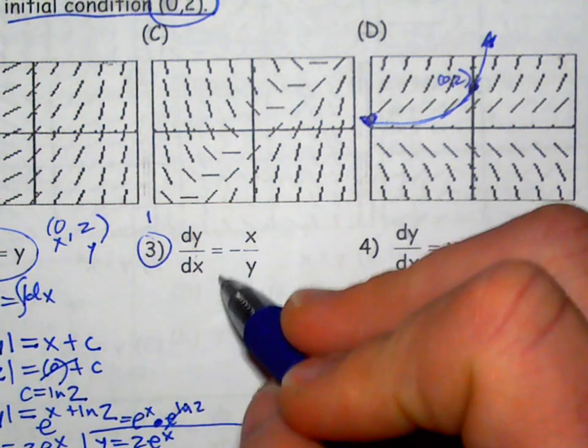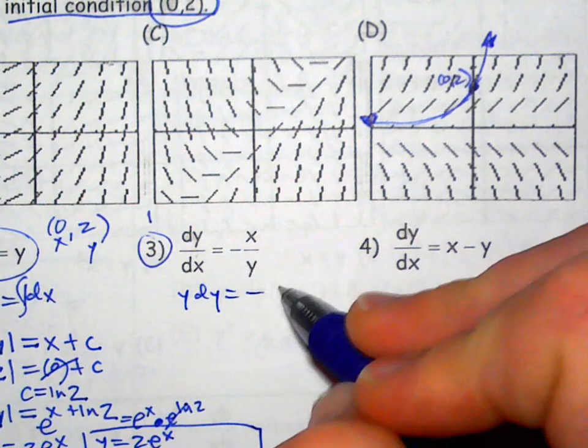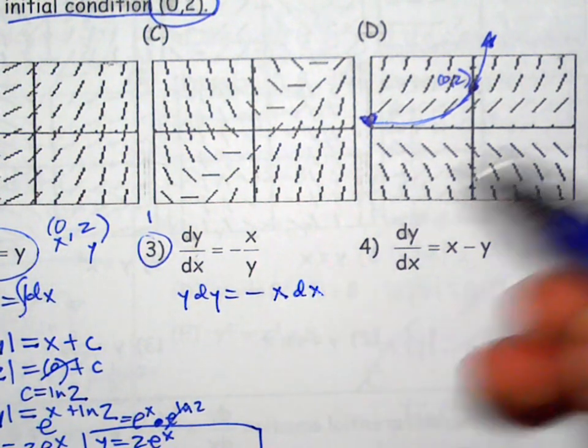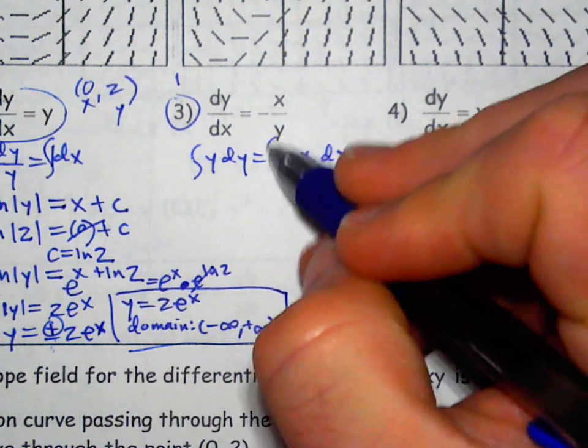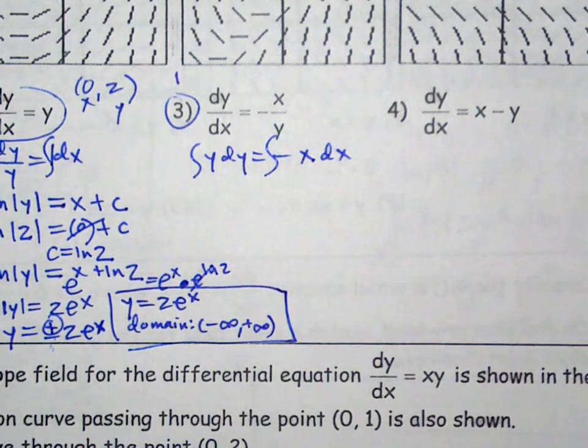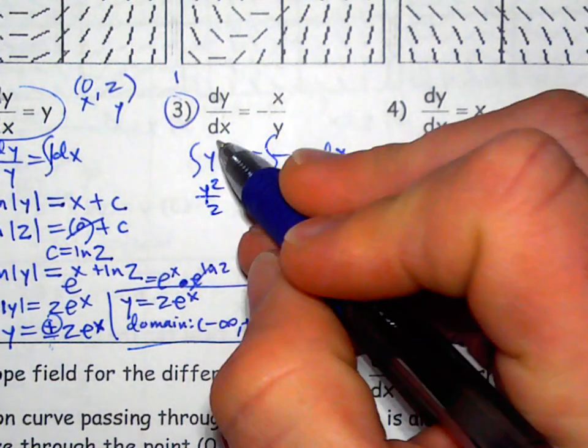Number 3, we're going to separate the variables, and I'm going to leave the negative on the right hand side. Don't lose it. I always try and leave as much stuff on the right hand side as possible because we're going to have to get the y by itself eventually anyways. Now this is going to be y squared over 2. This is just power rule.